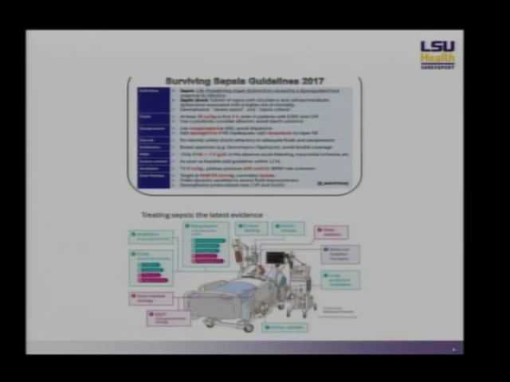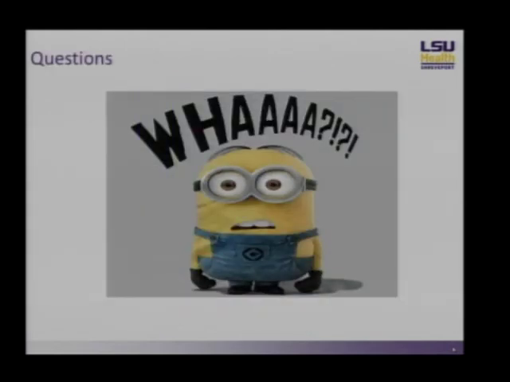This is a nice summation slide right here, kind of showing us from step A to step B what we should be doing to treat our patients, all of which we've talked about: definitions, volume optimizations, which vasopressors to use, if you're going to use steroids, what kind of steroids, antibiotics, etc., from that particular standpoint.